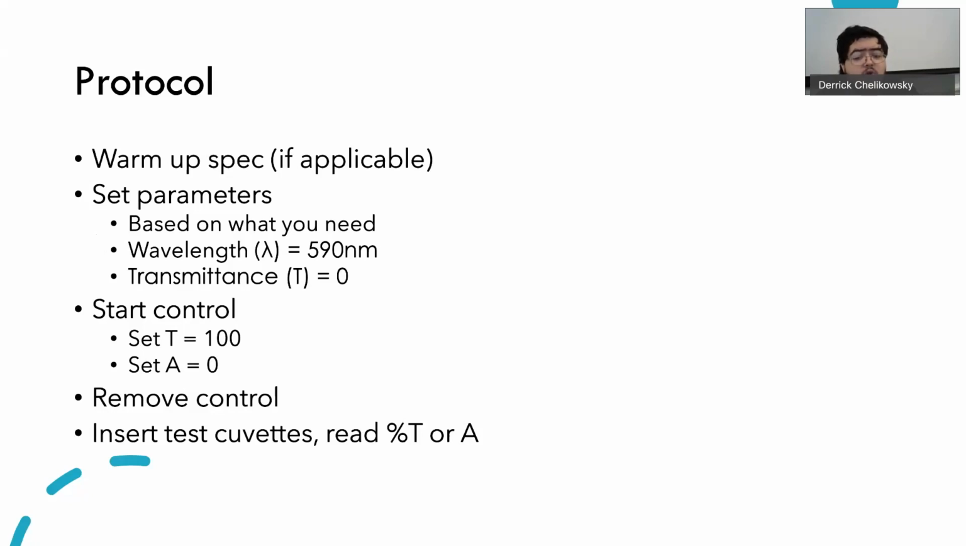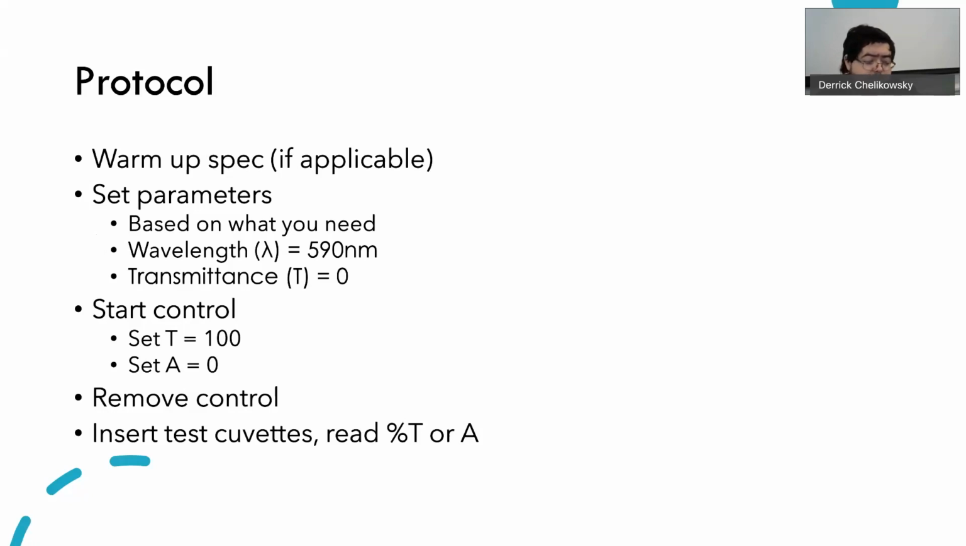As we'll see when we look at these, what a spec actually does is in many ways dependent on what you're comparing it to. And if you set a blank at something other than transmittance equals 100 or absorption equals 0, you won't get a percentage that you need for statistics or really what you're trying to get. You're then going to remove control, test your cuvettes, and read transmittance or absorption.